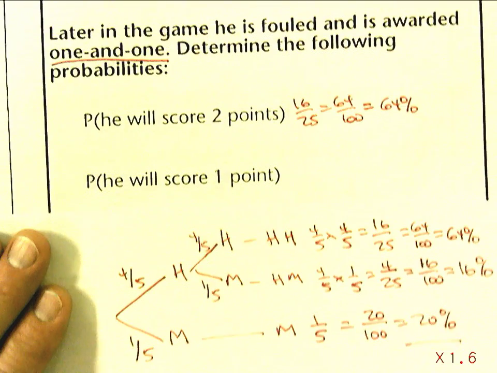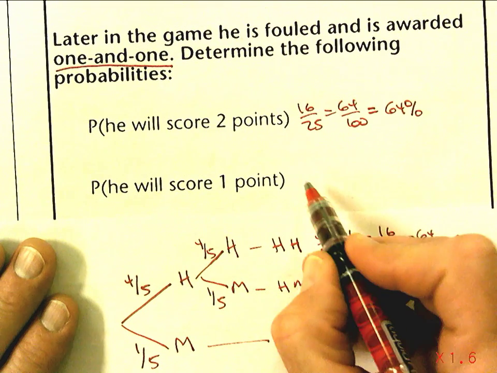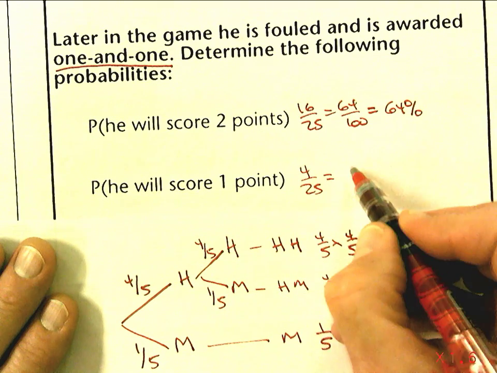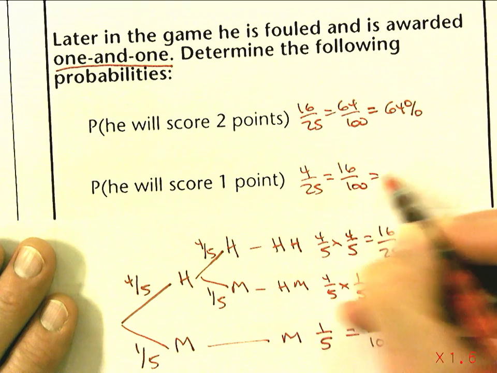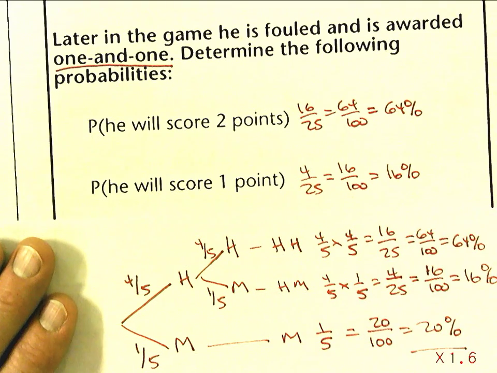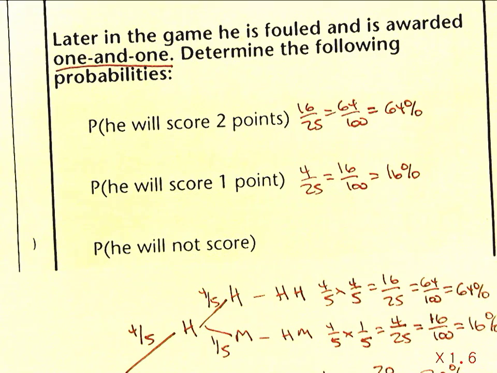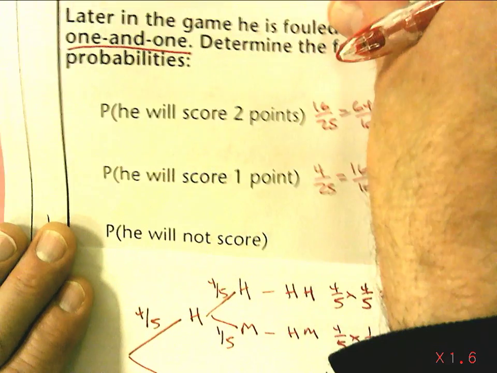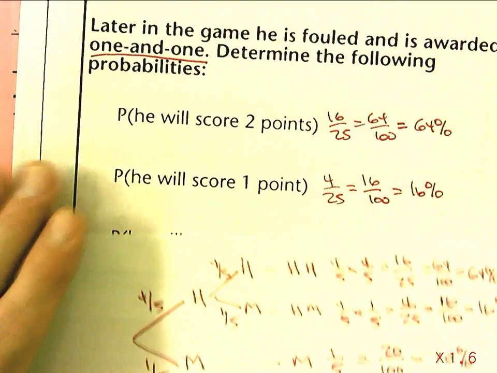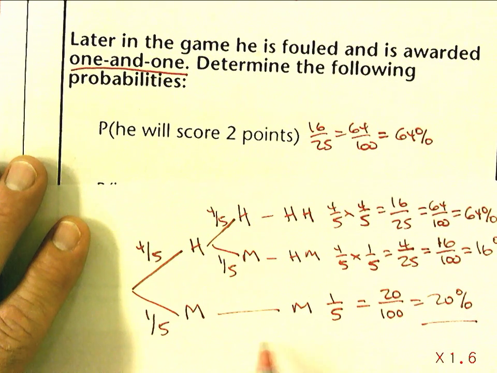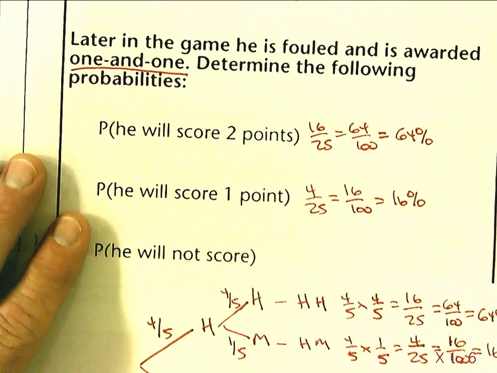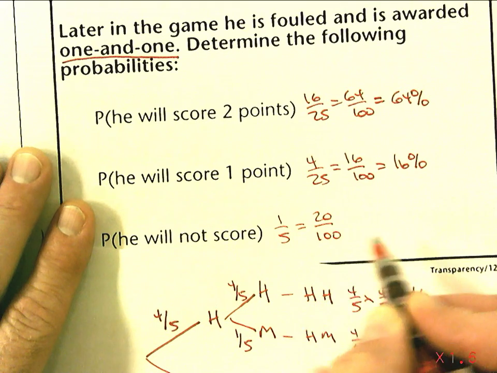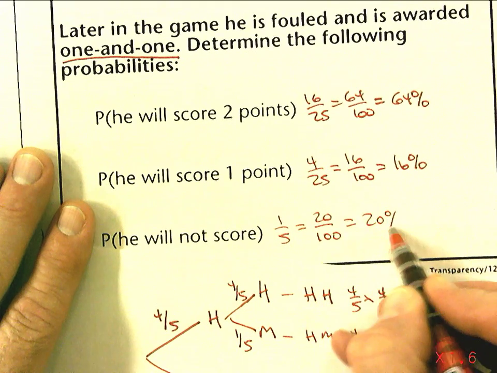That he'll score 1 point now is only 4 out of 25, or 16 out of 100, or 16% of the time. And that he will not score, that's the last one. If we look on our tree diagram, that he will not score is this 20 out of 100, 1/5, or 20% of the time.